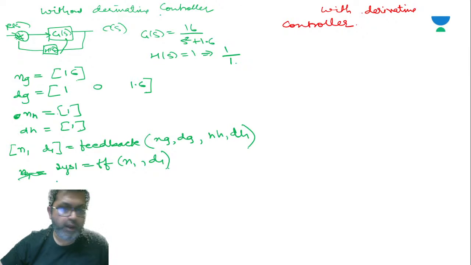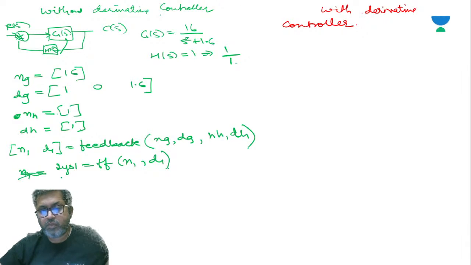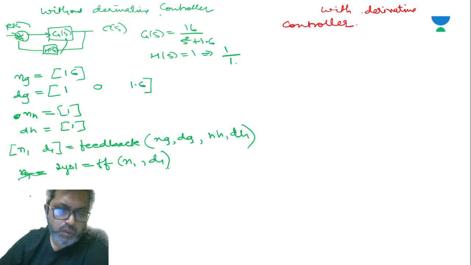What do we need to determine? See here: determine and compare rise time, peak time, maximum overshoot and settling time. Rise time, peak time, settling time, maximum overshoot. So this is our program. Now let us see.